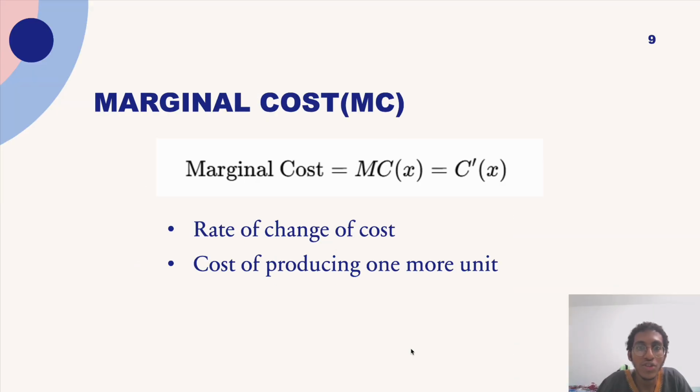Now let's talk about marginal costs. So what is marginal cost? It is found by taking the derivative of the cost function. So what we are talking about is the derivative. It represents the cost of producing 1 additional unit. Marginal cost is very important because it helps firms decide whether increasing production is beneficial or not.